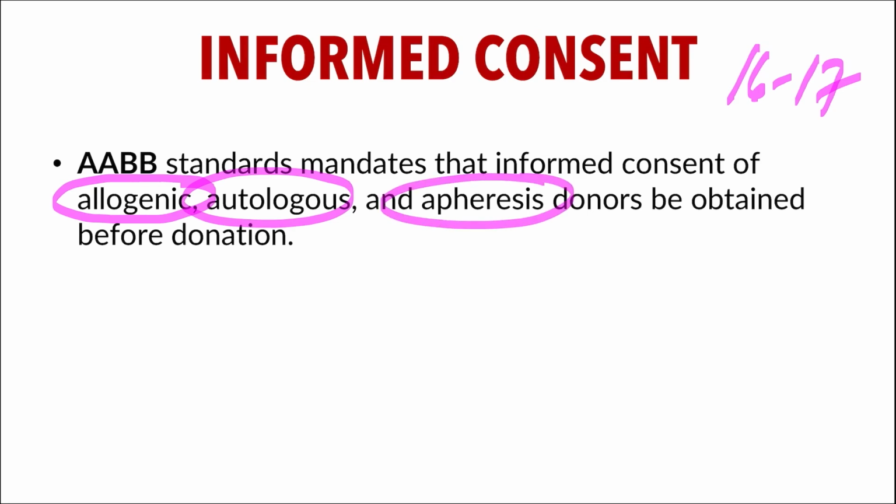Apheresis, meaning that's also an allogenic donation but with the use of a machine and only getting the component of interest from the donor. Like you only need platelets, so only the platelets will be harvested from the donor. You only need plasma or you only need RBC, so that's apheresis.